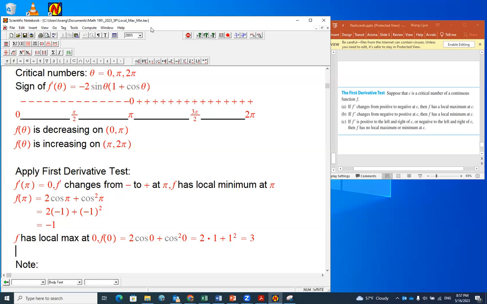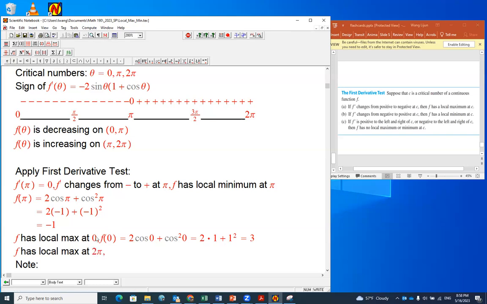So this local max is going to be three. How about at two pi? From pi to two pi, the function is increasing, right? Increasing means it's going up, up, up, up. So at two pi there is a local max as well. Absolute max is local max, right? So local max at two pi.